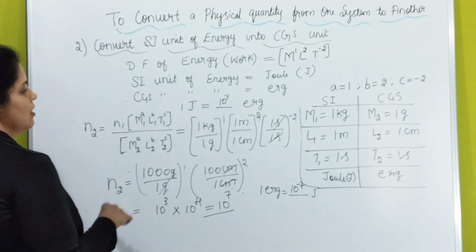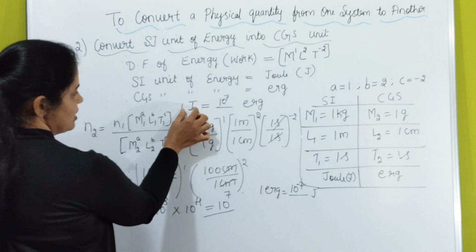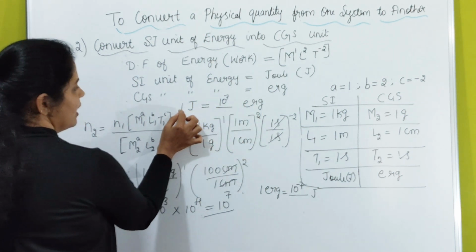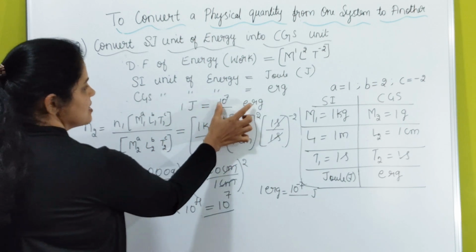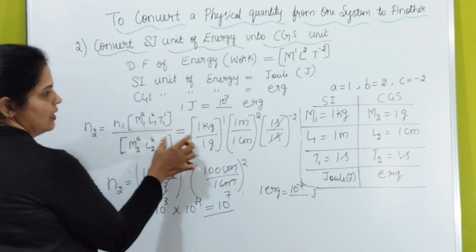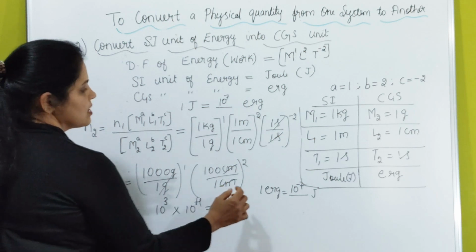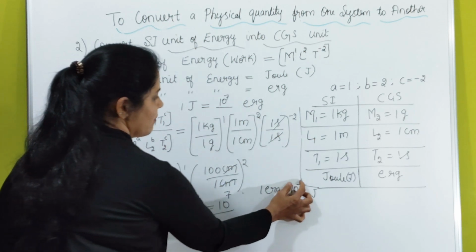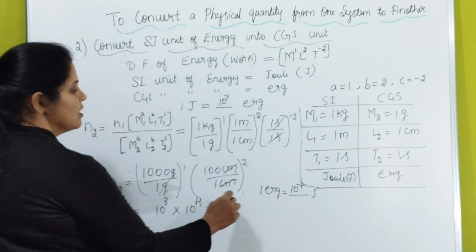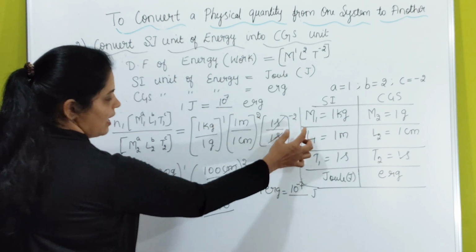Is it clear? So here I have taken this 1 as 1 joule. Whatever I have written first, N1 U1 is N2 U2. N1 U1 is SI and this is CGS. So that's why N1 and M1 L1 T1 all these are SI. Suppose you write 1 erg is 10 to the power minus 7 joule, we need to calculate this 10 to the power minus 7. Then this 1 erg is a CGS unit, right? So you have to be careful while writing.